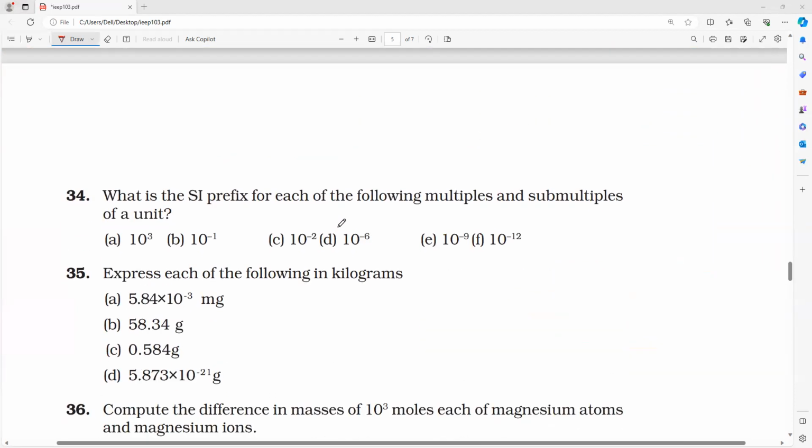Next question. My next question is very important for our regular life. So what is the SI prefix for each of the following multiples and submultiples of a unit? 10 power 3. What does 10 power 3 mean? I already taught you. Suppose you see 1000 joules, I can write it as 1 kilojoule. Do you remember?